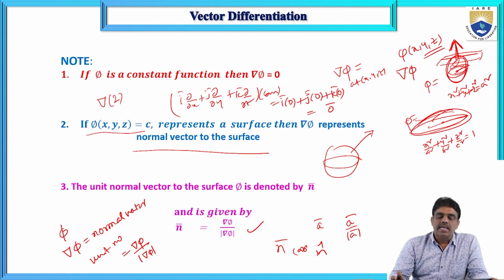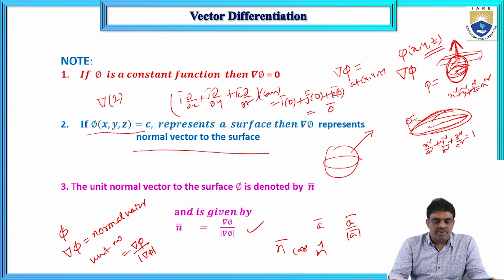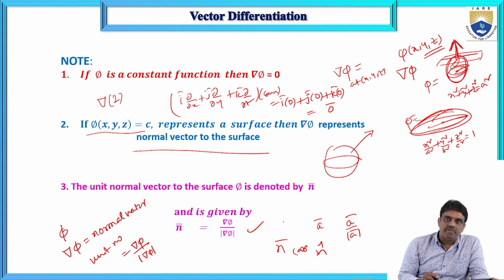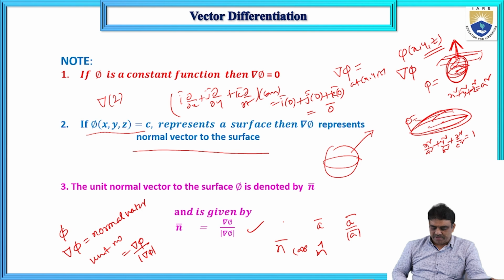So if del is an operator applied on a scalar function, it is called the gradient, and the gradient represents the normal vector to the surface. If phi is any constant function, then grad phi is 0. And the unit normal vector can be defined as n cap or n bar, and n bar is equal to grad phi by magnitude of grad phi.